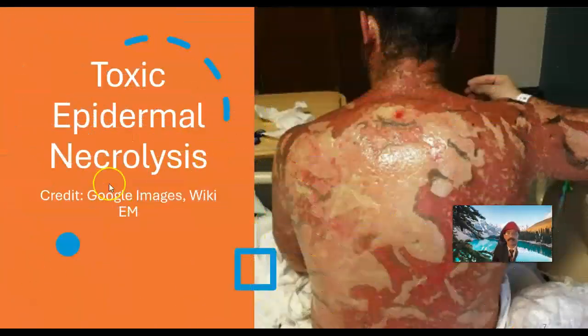Here we are seeing the image of toxic epidermal necrolysis. It is a WikiEM image. Here we are seeing the picture of toxic epidermal necrolysis.